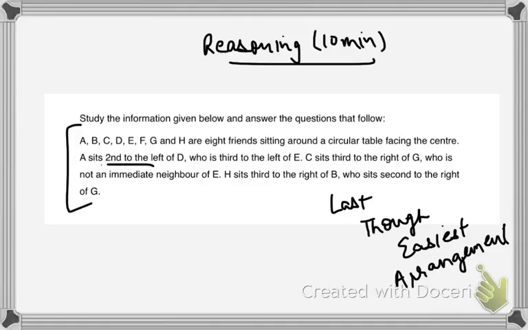Now, look at the last line. It says that H sits third to the right of B, who sits second to the right of G. There is some information already given regarding G in the second line, and there is other information regarding G and B in the last line. So we'll write this point and try to relate it to the previous point.